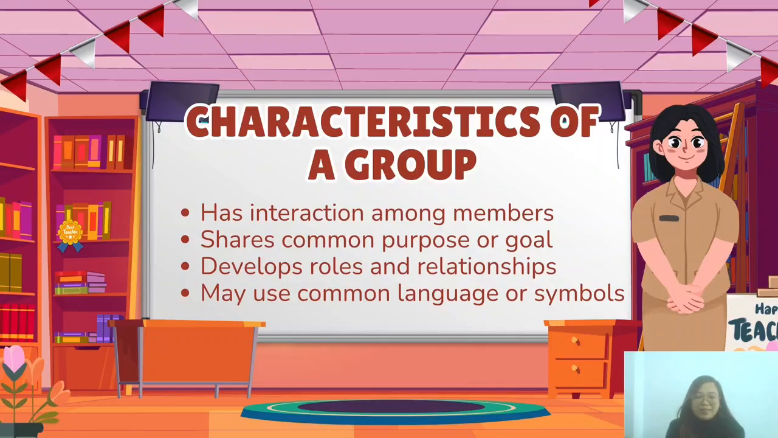Now, a group has several important characteristics. First characteristic, there is interaction among members. Second, members share a common goal or purpose. Third, groups develop roles and relationships. Lastly, groups may also use common language or symbols that are meaningful to them.